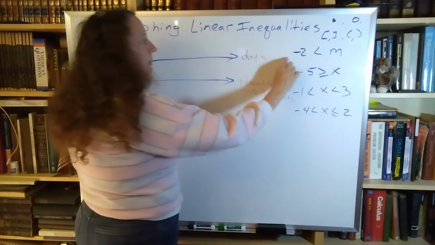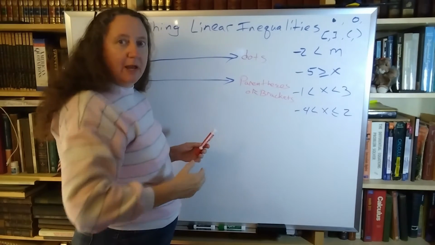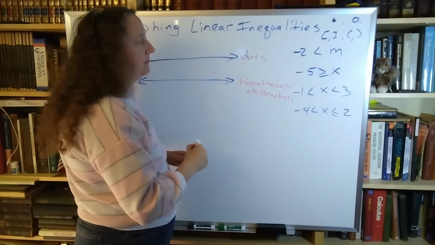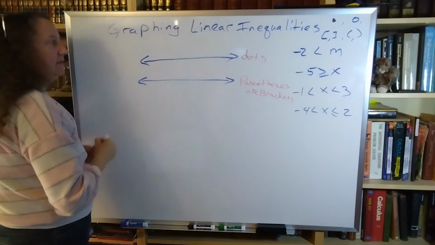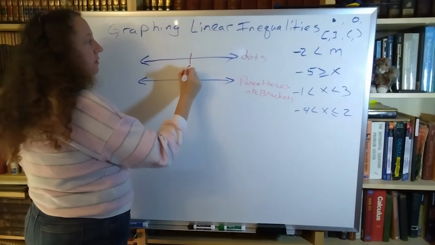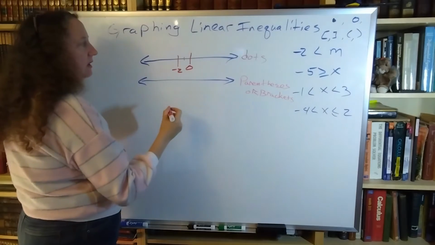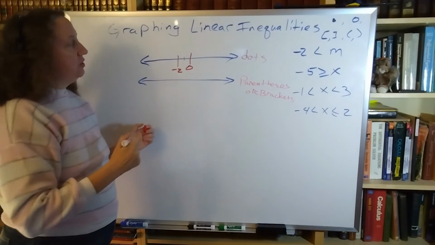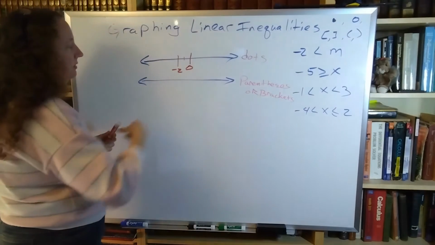So the problem itself is already solved. There's no work to be done, no adding, no subtracting, or anything like that to be done to solve that. All I have to do is take that from there and put it onto my graph. So I'm going to find 0, and I'm going to find -2. Next thing I have to do is figure out which direction do I want my line to go. Do I want it to go to the left or to the right?